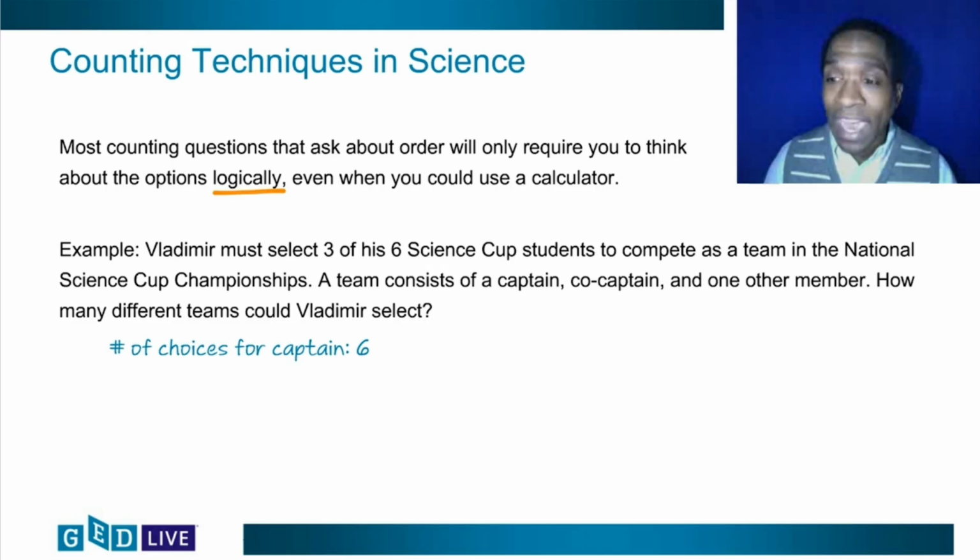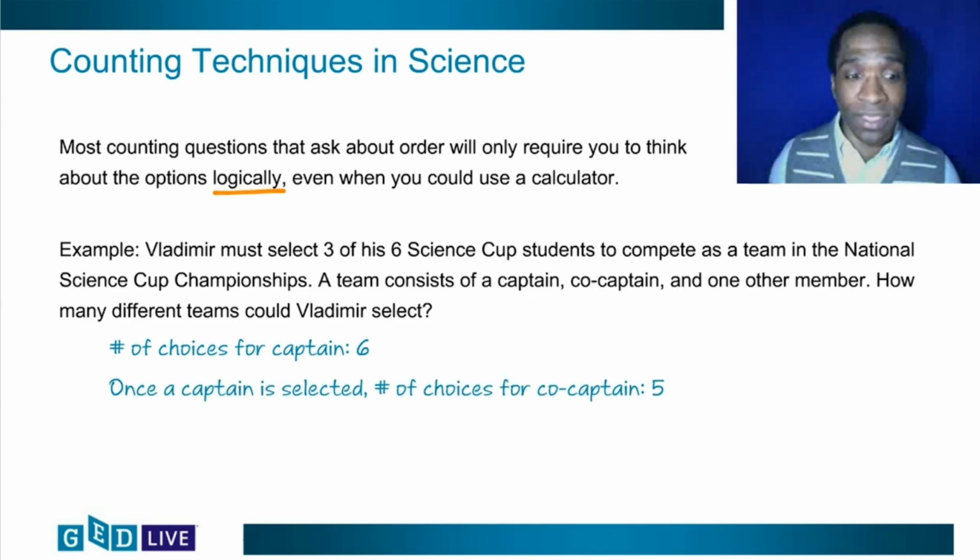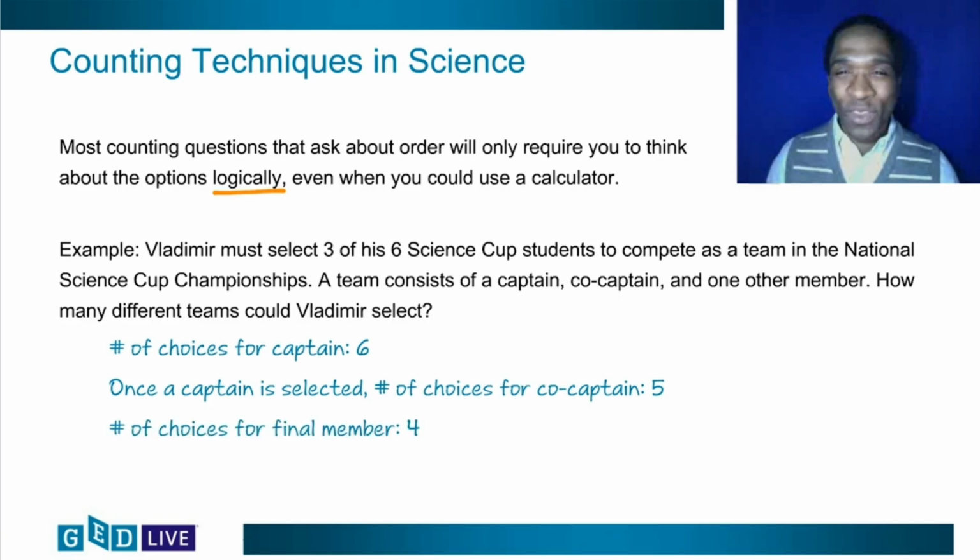Now, if we move to the co-captain position, how many students are left to fill that position? 1 of the 6 students would be the captain. So how many remain? Well, it's 5 once that captain is selected. So 5 could be the co-captain. And now for the final position, how many students are left to fill that 1 other member position? Well, 1 went to captain, we had 5 left. Another goes to co-captain, so we have 4 left for that final position.